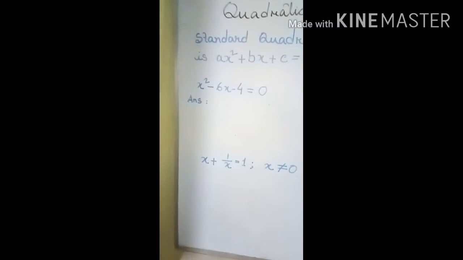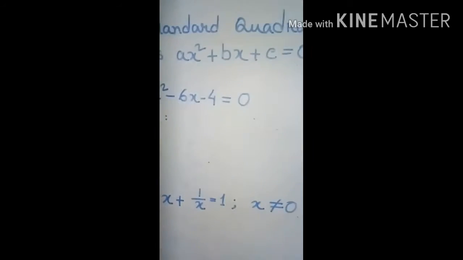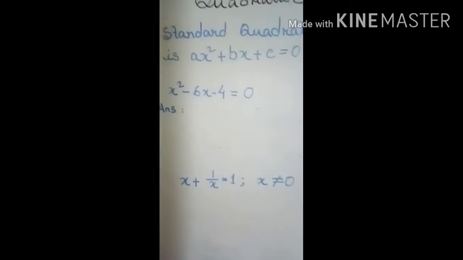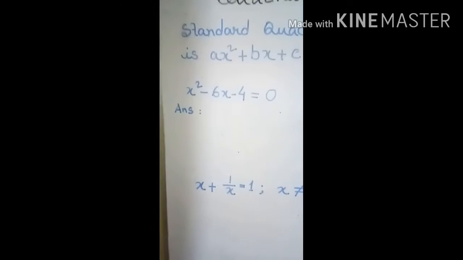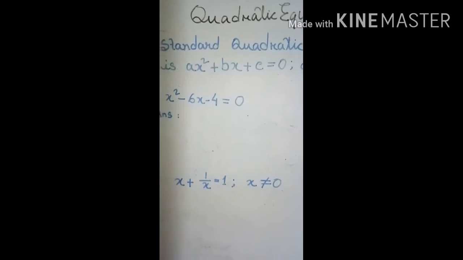Okay, now here I have written one equation, x square minus 6x minus 4 equal to 0. If the question comes whether it is a quadratic equation or not, then we will compare the given equation with the standard form of the equation and we will say whether it is a quadratic equation or not.